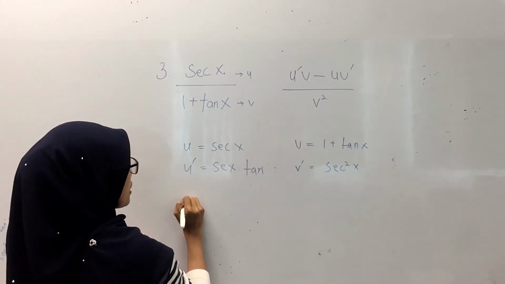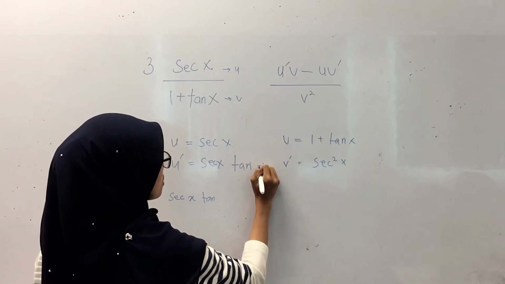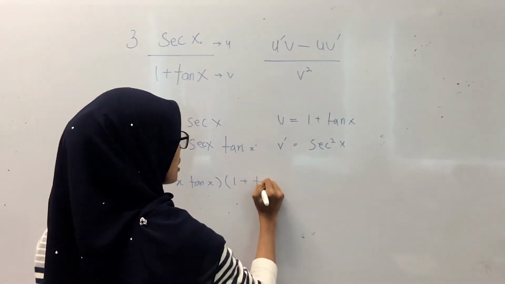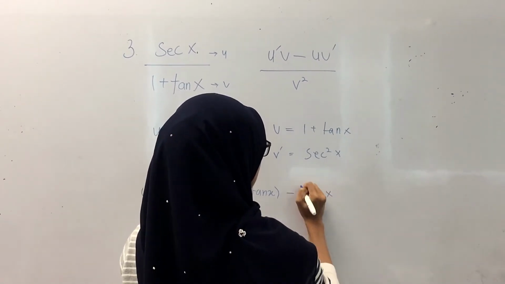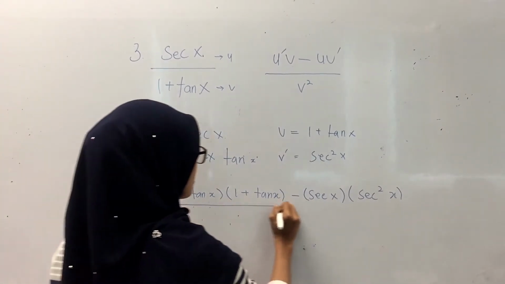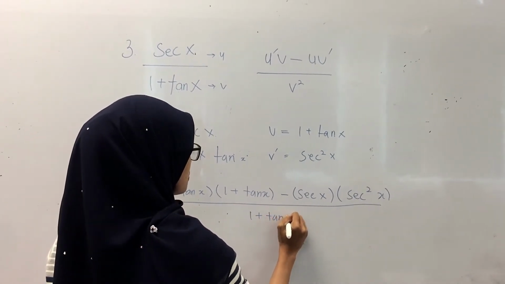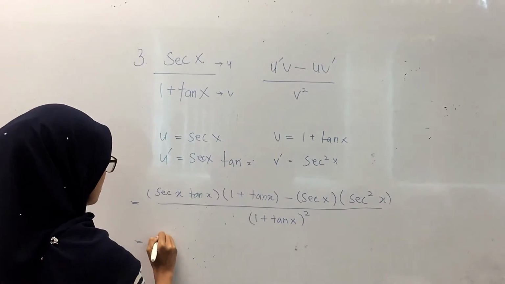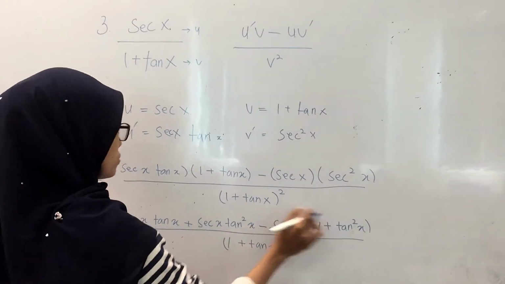So including the formula, u prime is secant x tangent x times v, which is 1 plus tangent x, minus u, which is secant x, and v prime is secant squared x, over v squared, which is 1 plus tangent x squared. So I'm going to explain this one.